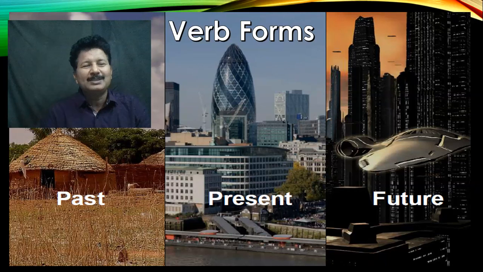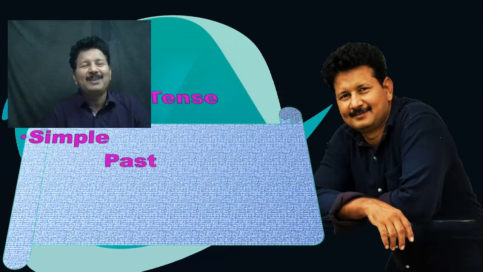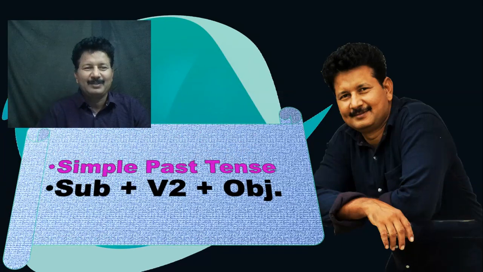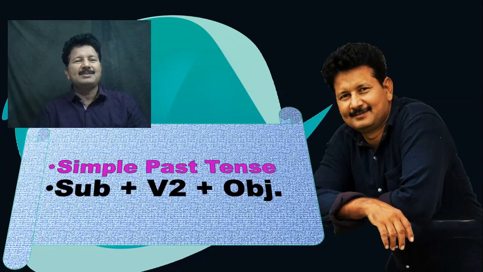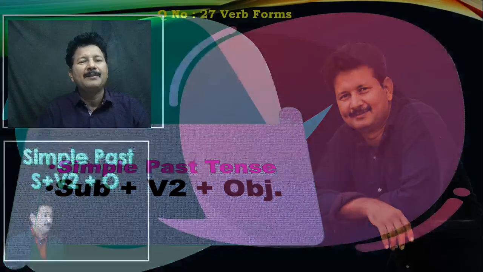Well, we'll talk about simple past and past perfect, simple present and present perfect, and simple future, and finally we will learn past continuous tense. Right. Now let's first begin with simple past tense. Usually the basic sentence pattern of simple past is subject plus V2 plus object.